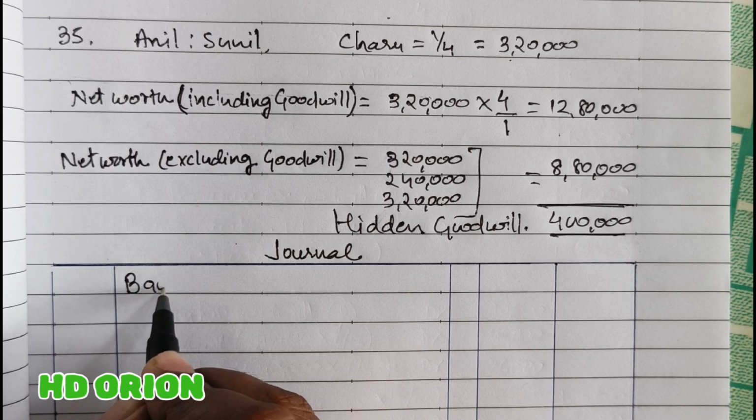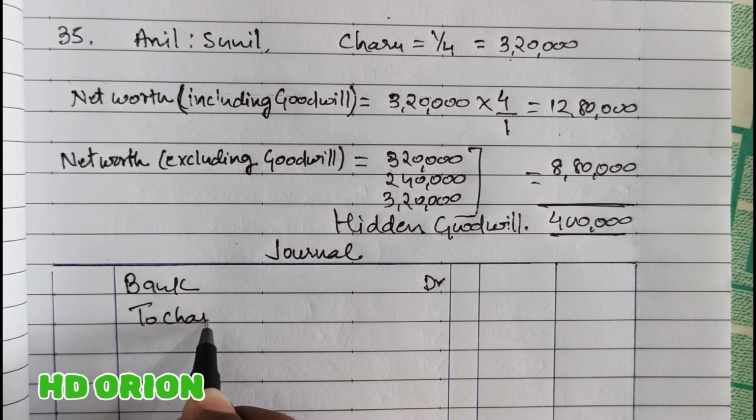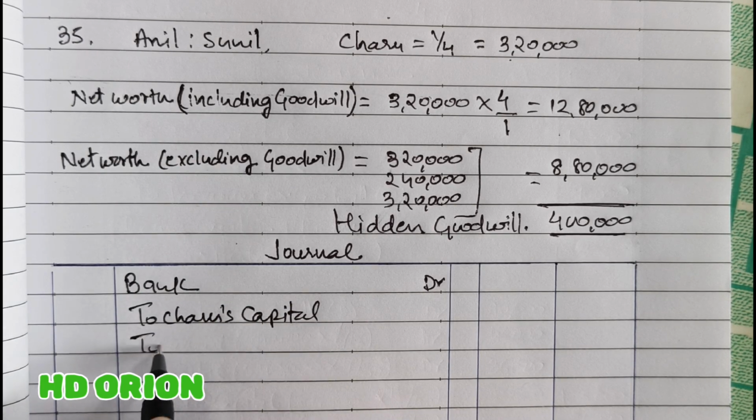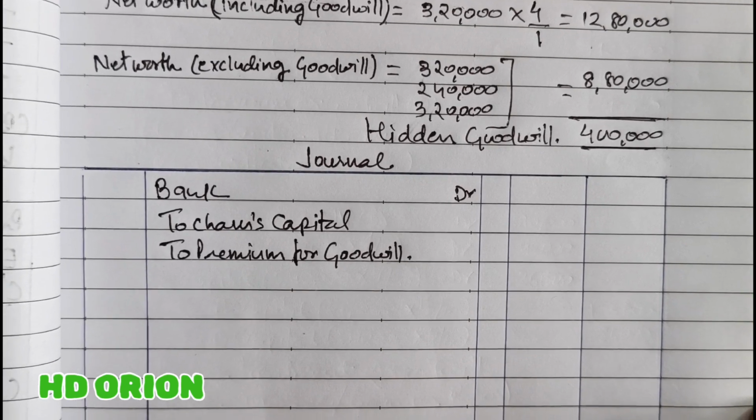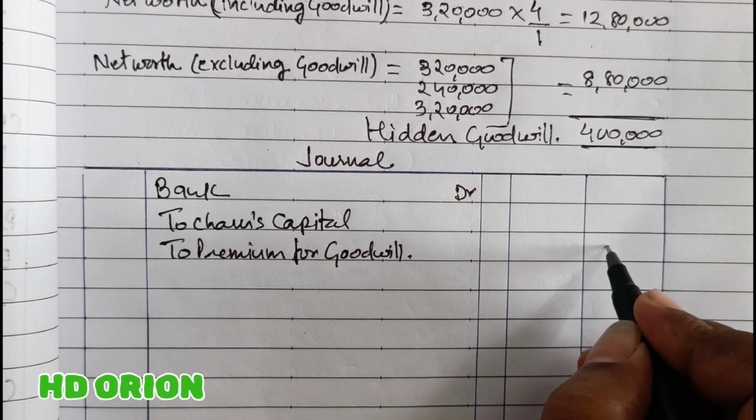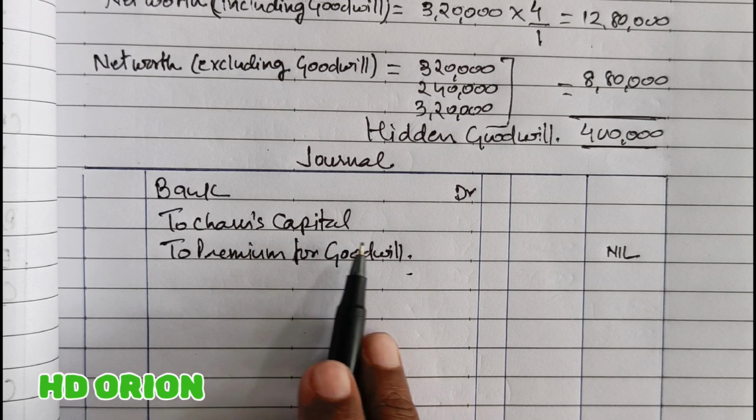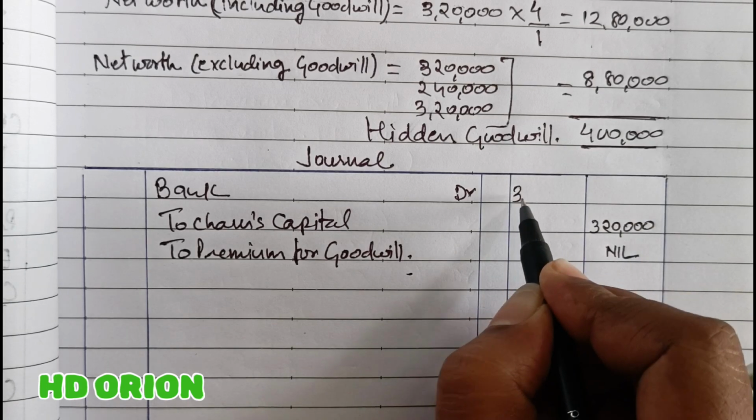Now the new partner is bringing her portion of goodwill and capital. So, to Charu's capital and to premium for goodwill. But it is not written in the question that Charu has brought her portion of goodwill. So no money is here. You can skip this part. And Charu has only brought rupees 3,20,000 as her portion of capital.